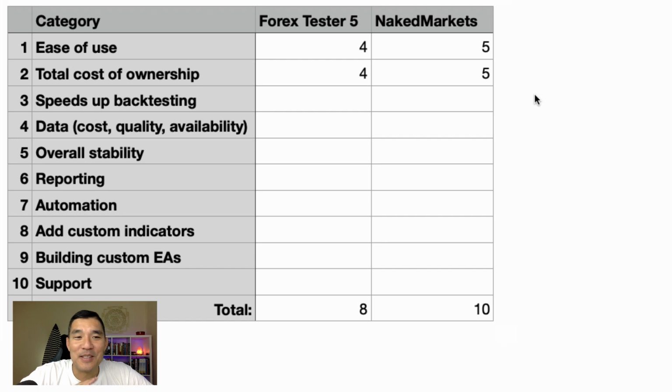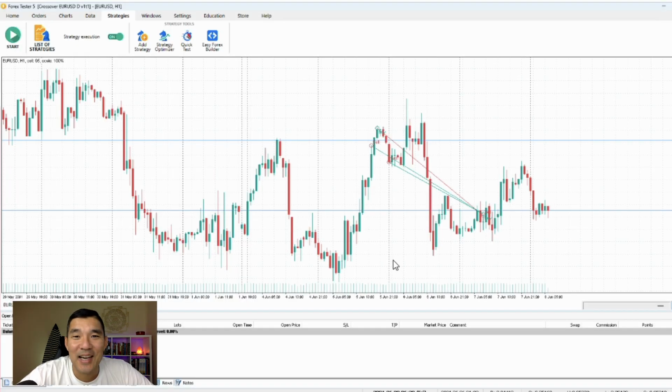The next category is speeds up backtesting. Does the software actually help you speed up backtesting or not? This is in comparison to doing manual backtesting where you have a spreadsheet or a piece of paper and you go through the charts and you write down your trades manually. So how much of an improvement is each of the software in this category? I first started using Forex Tester back in probably 2008 with version 2. And I've been using it for a long time, and it provides a significant improvement, or it really speeds up the process of backtesting compared to doing it manually.